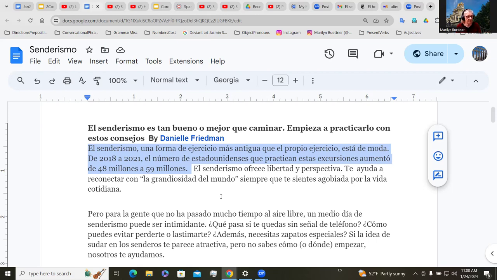Entonces sí, durante la pandemia, el número de personas que empezaron con el senderismo aumentó, subió. Ser más grande es aumentar. Es como una palabra muy, muy complicada en inglés, ¿sí? Augmented. Yeah. Sí, aumento. Here's a good chunk to actually learn to use and put in your back pocket and be able to use off the top of your head.